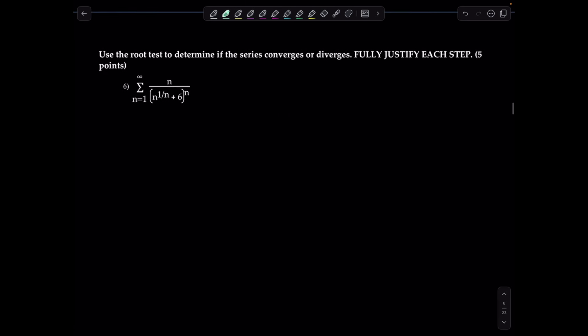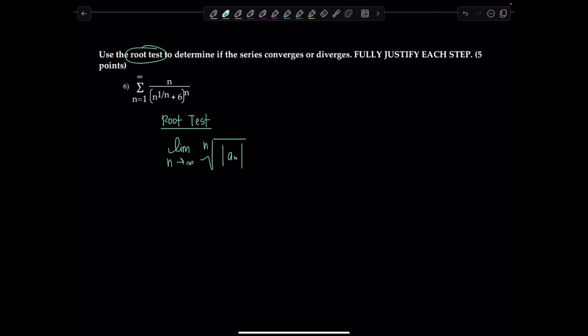Use the root test to determine if the series converges or diverges. Fully justify each step. So they're telling us to apply the root test. You probably would have picked that anyways. So the root test tells us we take the limit as n approaches infinity of the nth root of the absolute value of a sub n. And then we compare that limit with 1. So let's see. The limit as n approaches infinity, I'm going to take the nth root of n over n to the 1 over n plus 6 raised to the n.